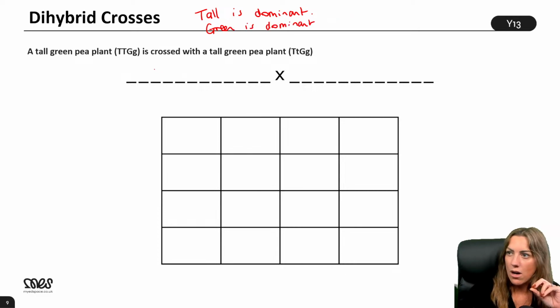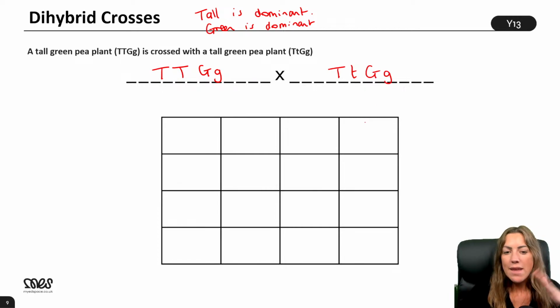So we've got, do they both have the exact same genotype? No, they don't. Okay, so it's going to be quite interesting. They've not got the same genotype, even though they are both tall and green. They do have different genotypes because this one is homozygous for the tall allele and this one is heterozygous for the tall allele. Okay, but they're both tall because tall is dominant. And then this one is heterozygous for the colour allele and this one is also heterozygous for the colour allele.